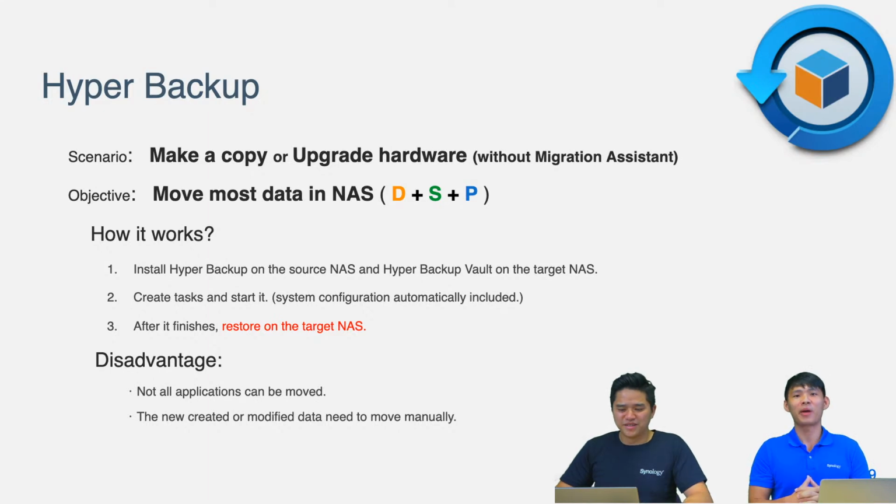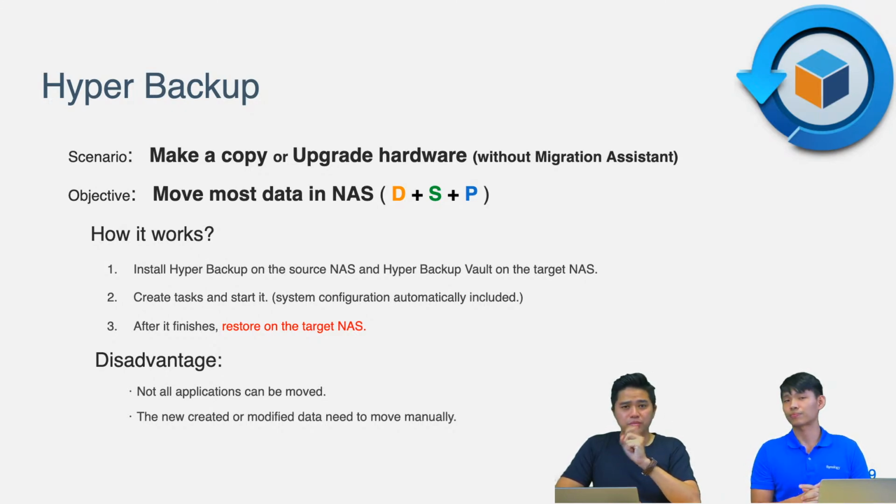Actually, only some packages can be moved by Hyper Backup. For system configuration, it only includes basic settings. On the other hand, because Hyper Backup has two steps, backup and restore, newly created files or modified data won't be included during the procedure. Oh, I see. So you mean the data which is created or modified during the movement will not move to the new NAS. Is this correct?